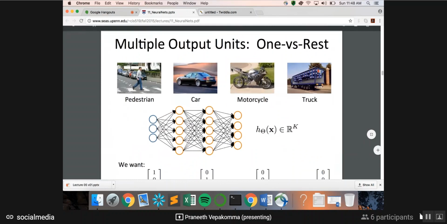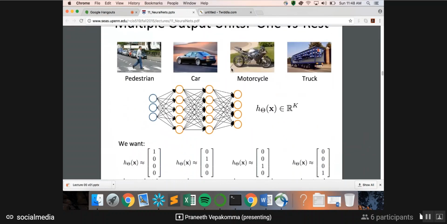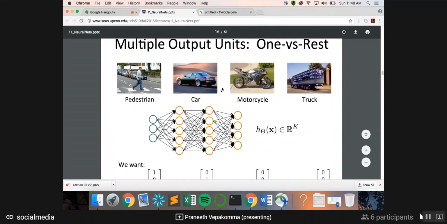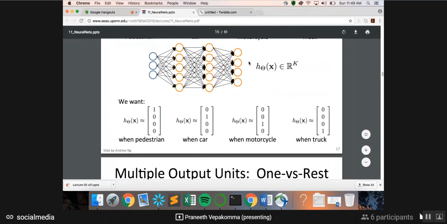Okay, so here he's talking about multiple outputs. We are not going to cover this. If you have a multi-class classification problem, where you want to classify an input image as a pedestrian, or the computer needs to automatically say detected a car, detected a motorcycle, detected a truck, then you have 4 possible outputs. It's not two classes anymore. So that's what he's talking about here.